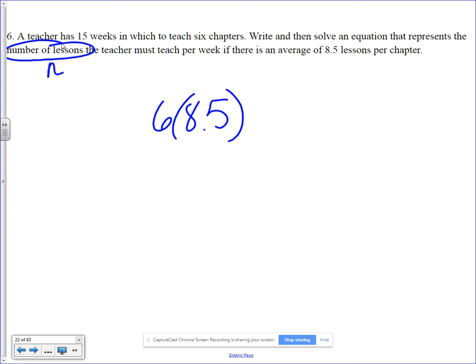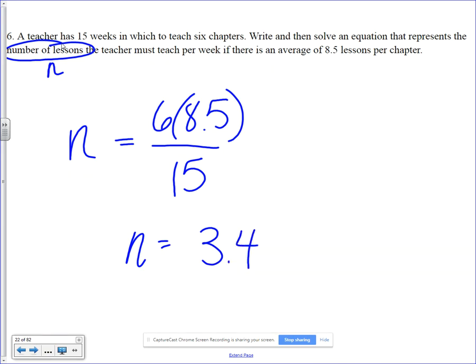But I have 15 weeks to do this in. So what are you going to do with the 15 now? You're going to divide it by 15, and that will tell me my total number that I need to get in every week. So I cover everything. 3.4 lessons every week in order for me to get through all 6 chapters.